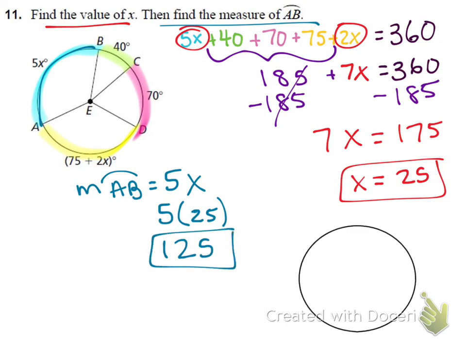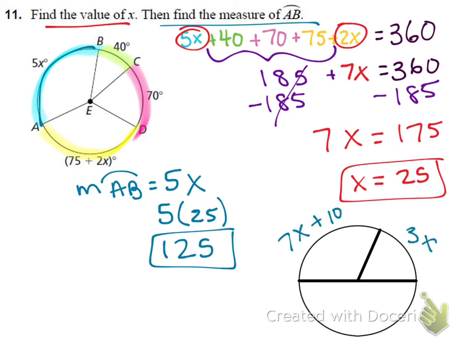Again, a variation you might see is if you're given a diameter like this, and 7x plus 10 and 3x or something like that. Are you given the whole circle? No, you'd be given half. So what do you know about these two arcs? They add to 180. These are the only two variations you'll see. Just be prepared for both.